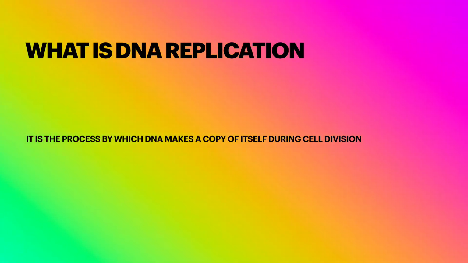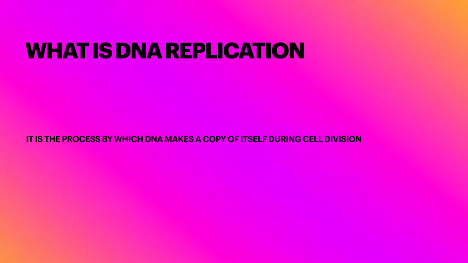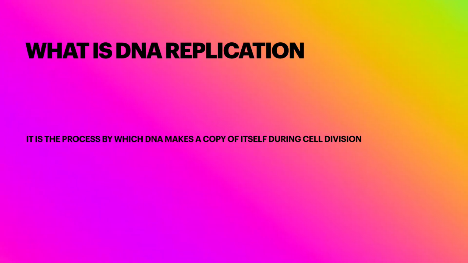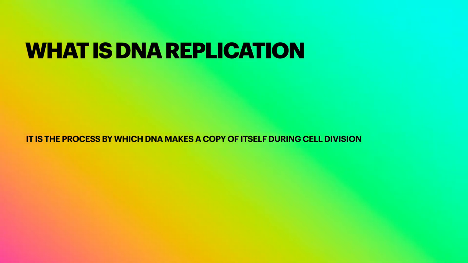What is DNA replication? As a definition, it is a process by which DNA makes a copy of itself during cell division. That means, as a result of DNA replication, we will get two identical DNA molecules.